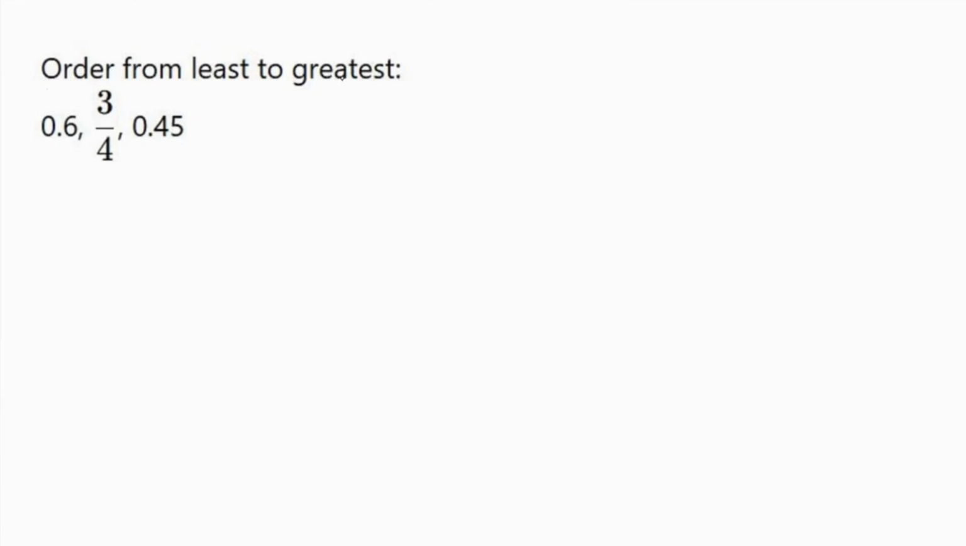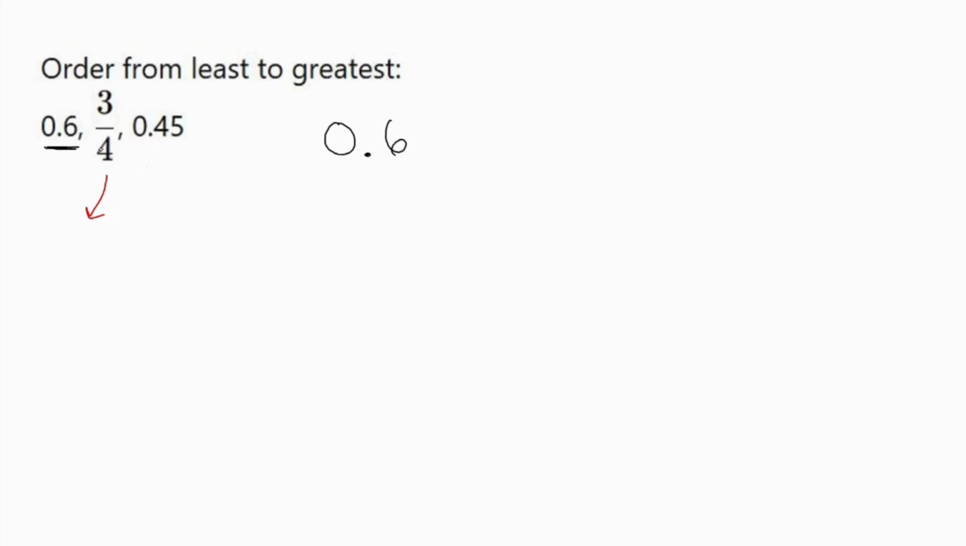Order these three numbers from least to greatest. Whenever I order fractions and decimals, the first thing I want to do is write them all out as decimals. 0.6 is already a decimal, so I'm going to write that out in black. However, 3/4 is not a decimal. I need to turn that into a decimal.